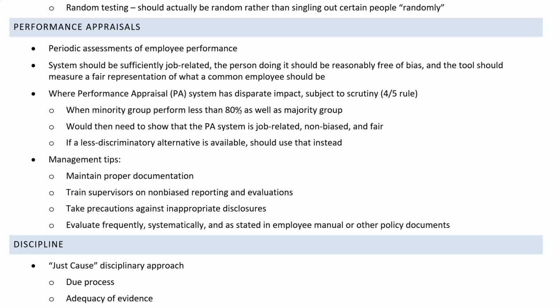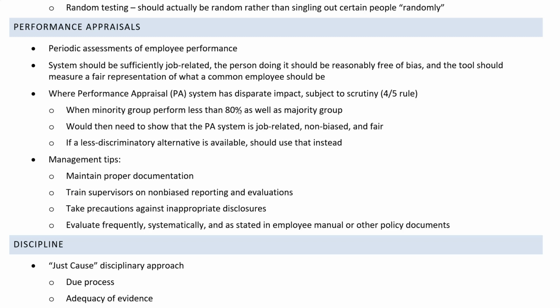Where a performance appraisal system has a disparate impact, we're subject to scrutiny. We have to look at it and say, is there a less discriminatory alternative? Or is business necessity going to be a defense to us? And we set up this informal rule. The rule is set by the EEOC, but it's not necessarily etched into law. It's called the 4/5 rule. What it means is that when a minority group performs less than 80% as well as a majority group, then that draws our scrutiny.